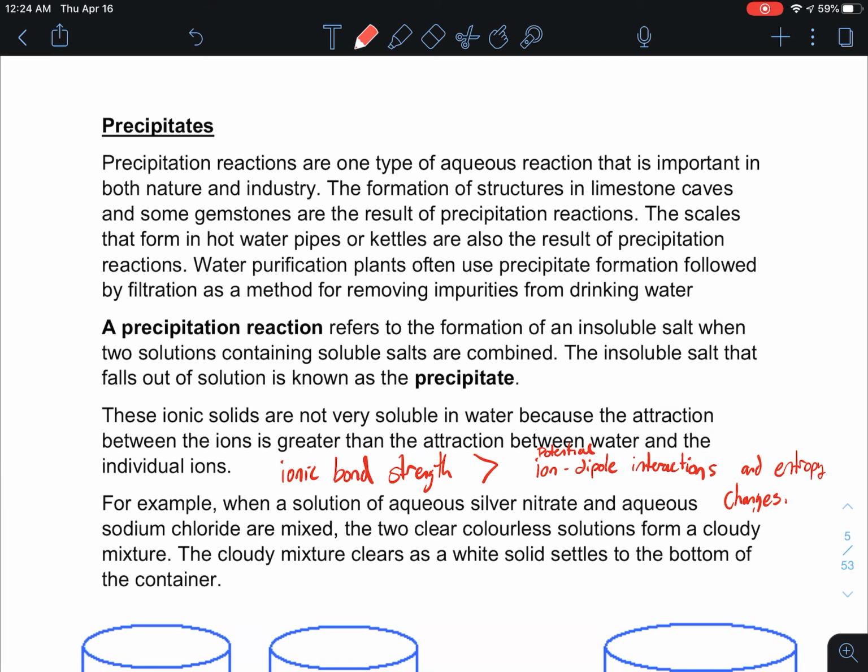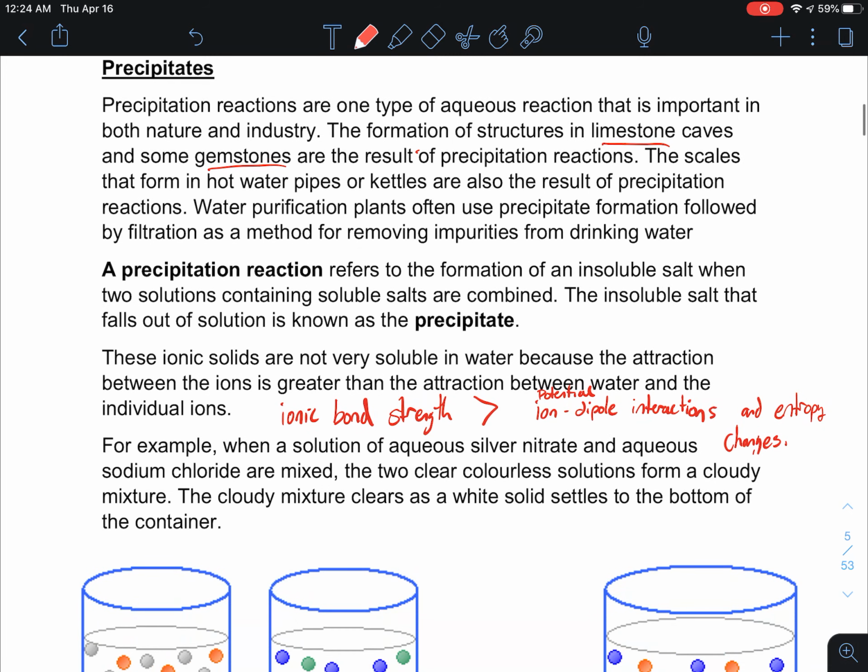So precipitation is the reverse of these reactions. Precipitate reactions are one type of aqueous reaction that is important in both nature and industry. The formation of structures in limestone caves and some gemstones are the result of precipitation reactions. Some very painful reactions might be like the formation of kidney stones. So the formation of a kidney stone is a precipitation reaction, typically from having a high salt diet without drinking enough water or keeping your fluids high enough. You can have the precipitation of salts inside your body, forming very painful crystals.